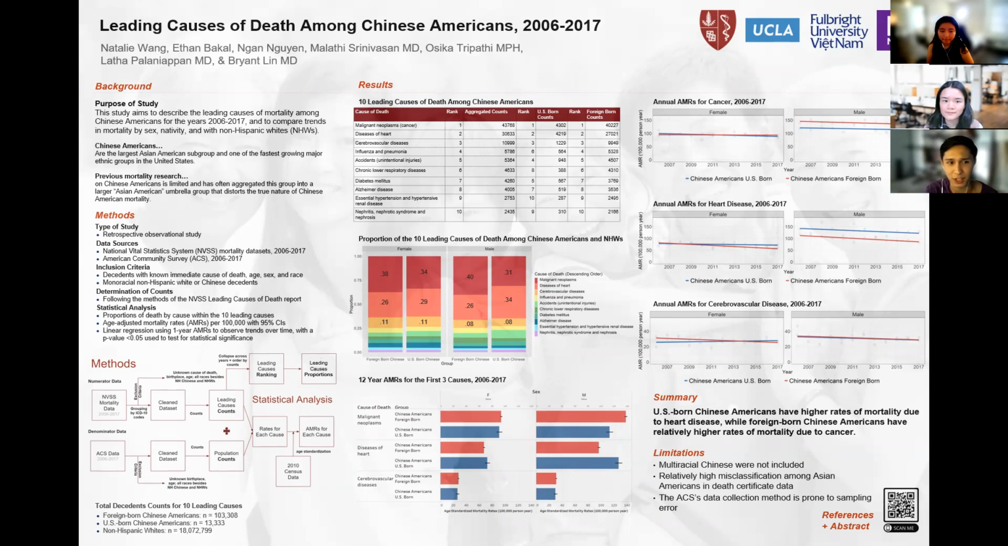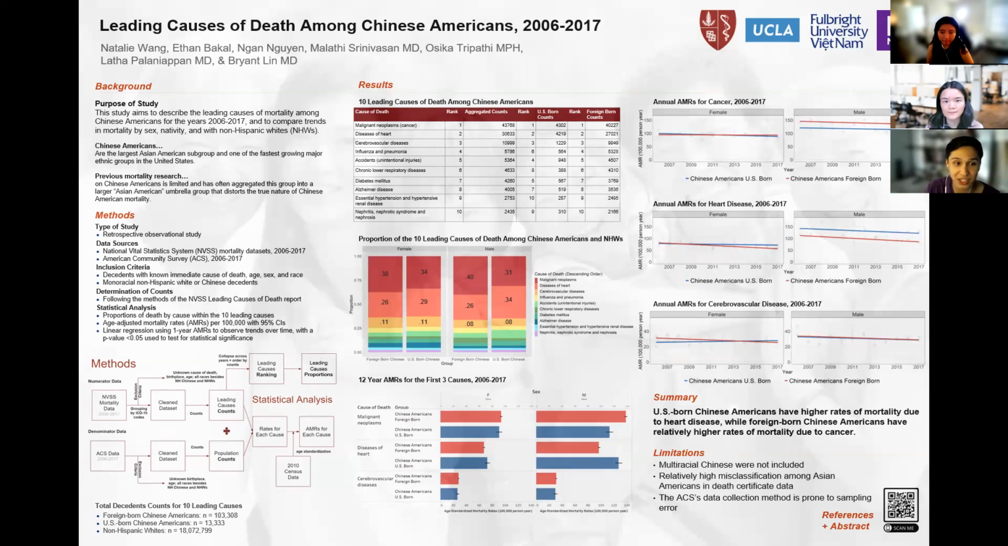So the methods for our study are that it's a retrospective observational study. Our data comes from the CDC's National Vital Statistics System, based on death certificate data. Our population data comes from the American Community Survey. We included those with known immediate cause of death, age, sex, and race, as well as monoracial non-Hispanic whites or Chinese. We determined our counts using the methods of the NVSS leading causes of death report.